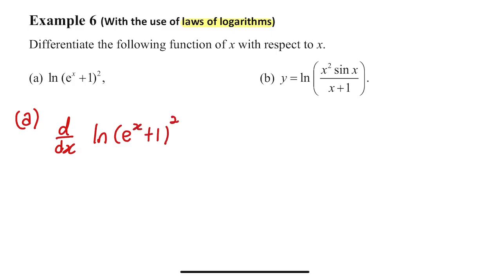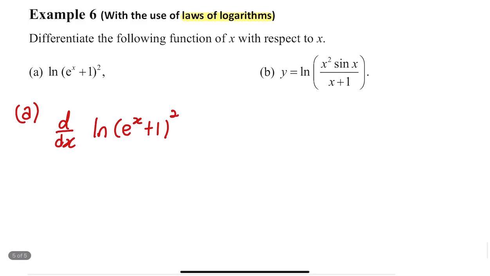So you see that if you were to differentiate this directly, it will be 1 over this whole thing here times differentiate this whole thing. So you can actually use what you learned in Sec 3 A-Math to make your life easier. Let's use our power law to actually bring down this power here. This is equivalent to differentiating 2 ln e power x plus 1.